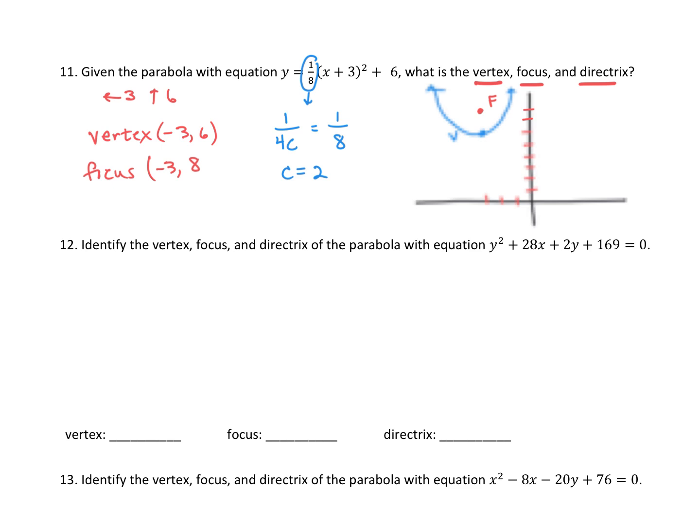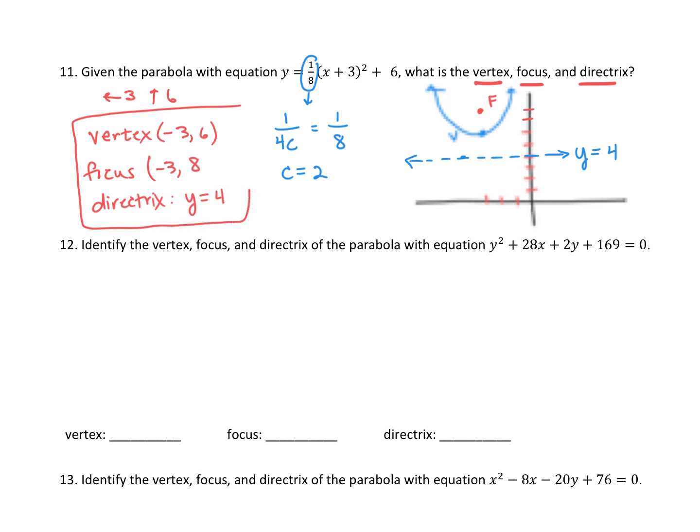The directrix is going to be, if the focus is 2 units above, the directrix is going to be 2 units below. And this directrix is going to be a horizontal line 2 units below the vertex. So this equation is crossing through the y-axis, so y equals 1, 2, 3, 4, y equals 4. So the directrix is the equation y equals 4. There's the vertex, focus, and directrix.